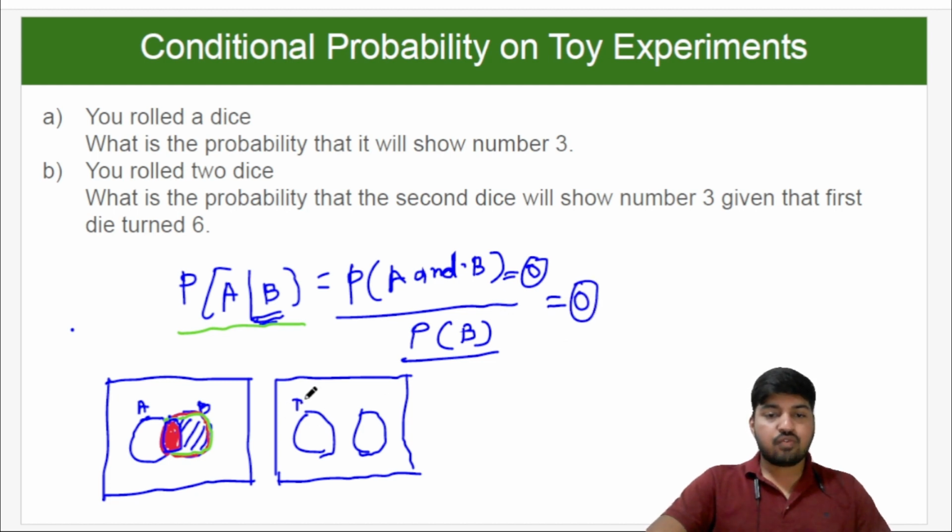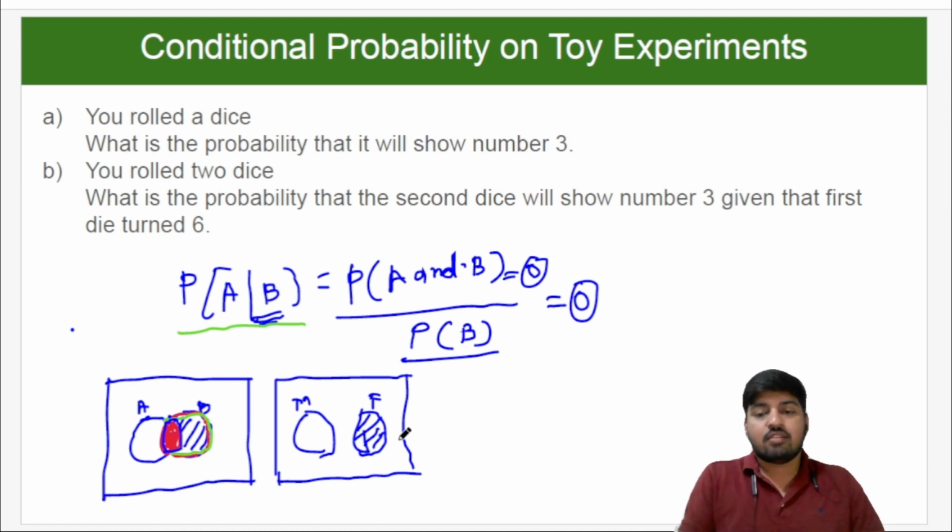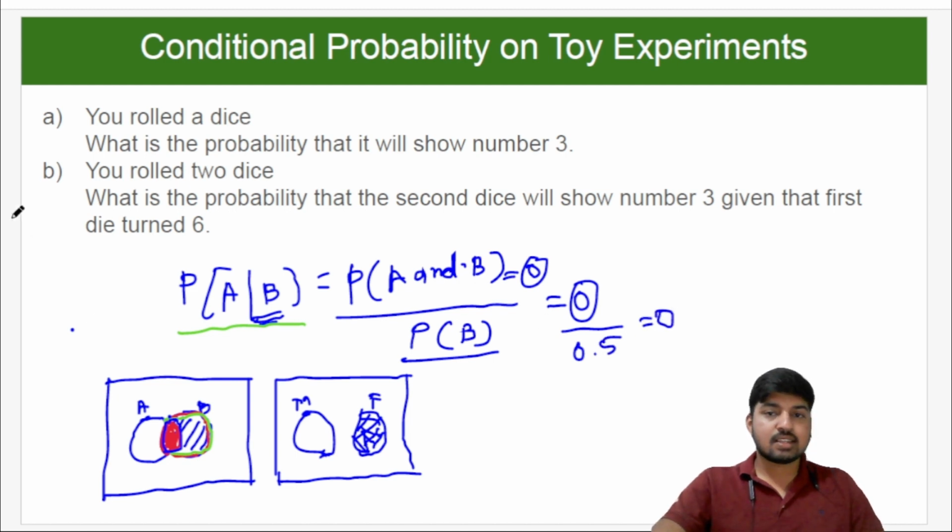So if a person is male or female, these are totally independent events. If I ask, the selected person is female, what is the probability that the person is going to be male? This is a very ridiculous question, because if I already know that the person is female, I know for sure that the person being male is not going to happen. So this will become 0 divided by whatever the probability of female, 0.5, and it is going to be 0. This part is clear.